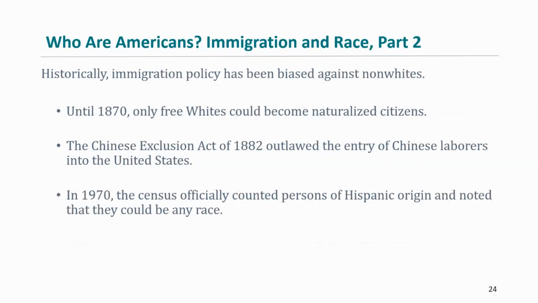So historically, immigration policy has been biased against non-whites. Until 1870, only free whites could become naturalized citizens here. The Chinese Exclusion Act of 1882 outlawed the entry of Chinese laborers into the United States, right? So again, kind of going back to history a little bit.